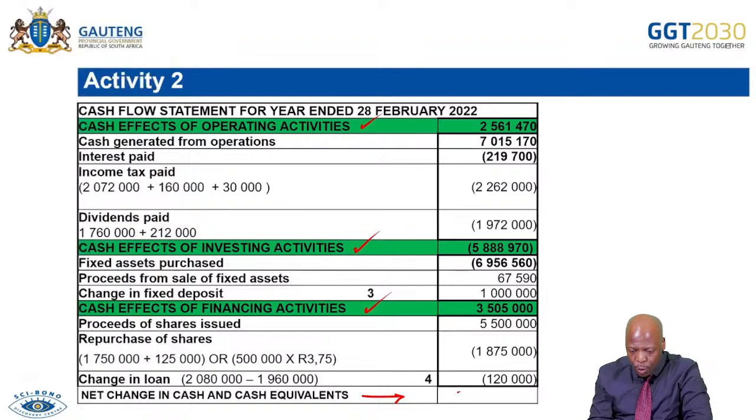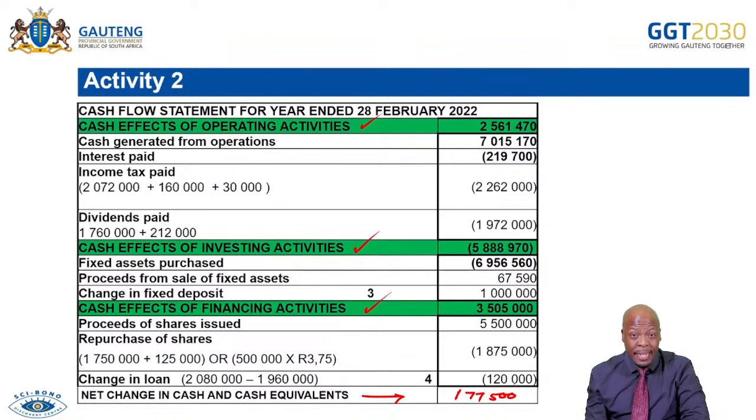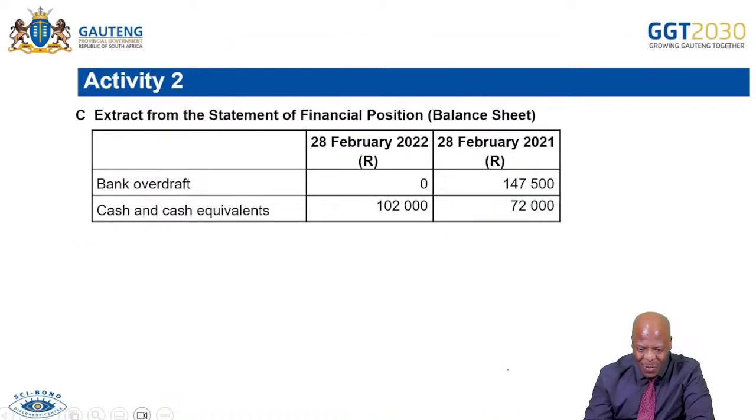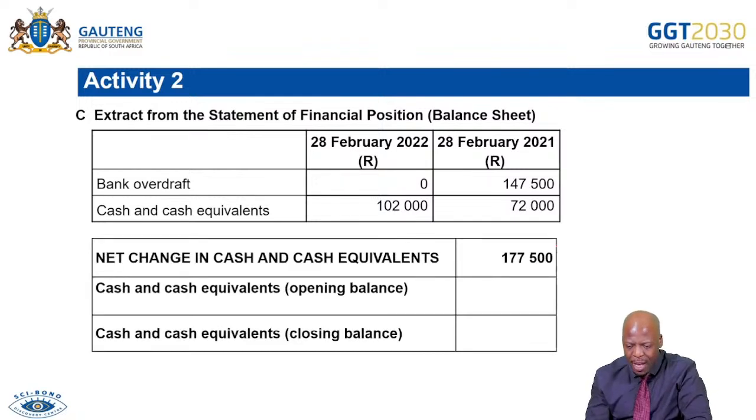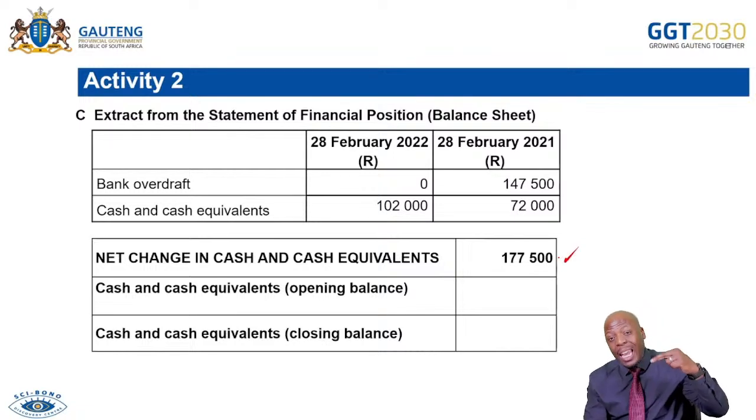How much? 177,500. Net change in cash and cash equivalents. After that, we come to the last part of the cash flow statement, which is to get the cash and cash equivalents amount. Remember how we got the 177.5? It is our O plus our I and our F.